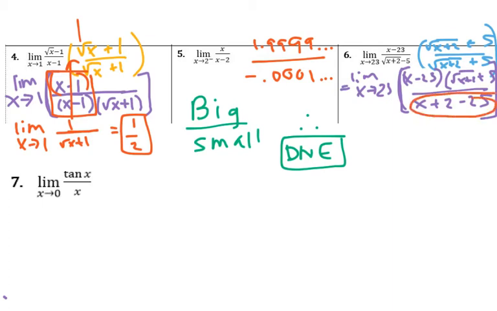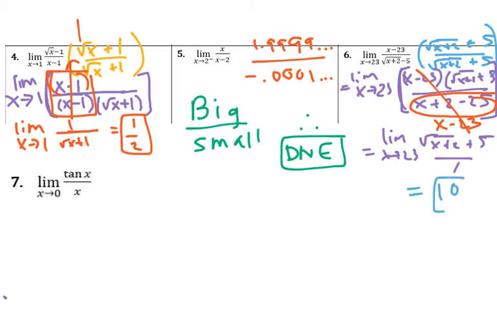This is x - 23. So those factors are going to divide out, which means I no longer have a denominator, which means I no longer have to worry about indeterminate form. Since I no longer have to worry about indeterminate form, I can just use direct substitution. That's going to give me the square root of 25 plus 5, which is going to be 10.